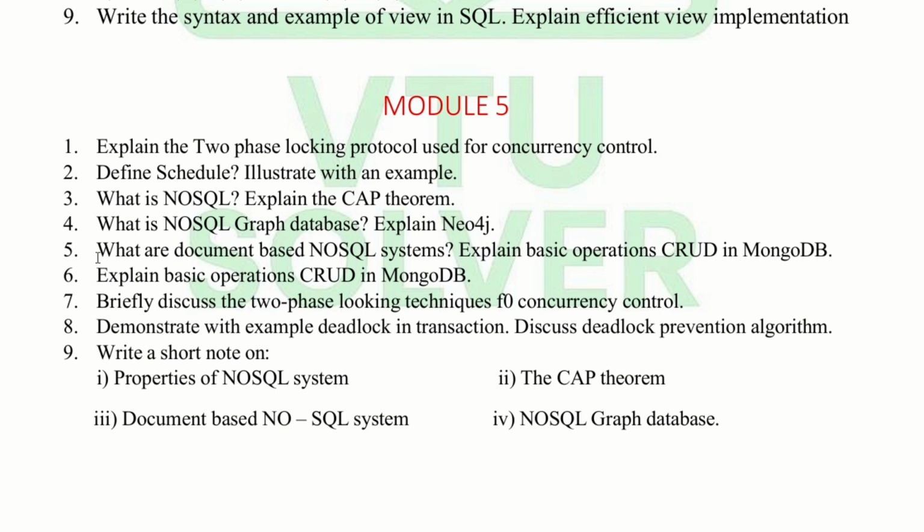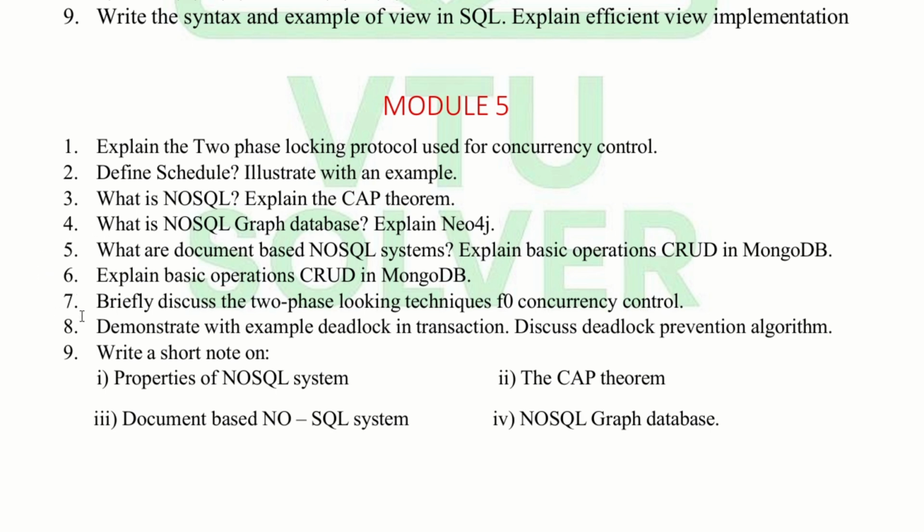Fifth question: What are document database NoSQL systems? Explain the basic operations in MongoDB. Sixth question: Explain basic operations in MongoDB. These are the same question, but asked in different ways. So I have given both, you don't need to be confused.